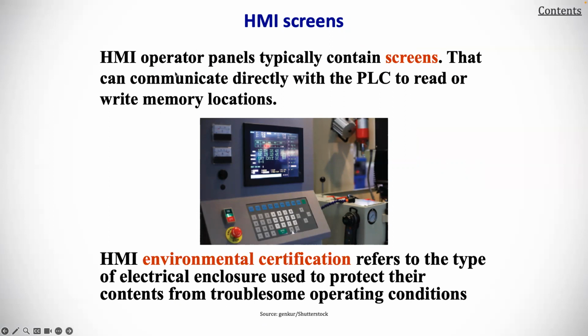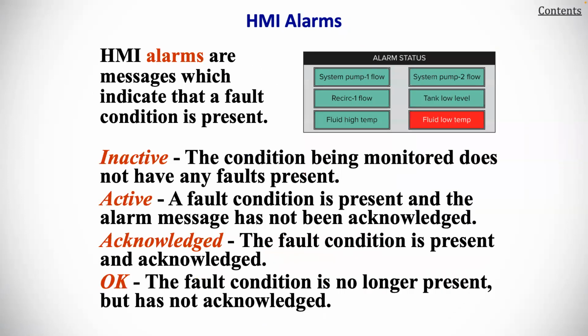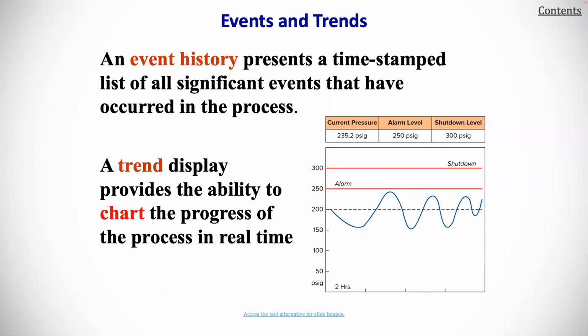HMI operator panels typically contain screens that can communicate directly with the PLCs to read or write memory locations. HMI environmental certification refers to the type of electrical enclosures used to protect the contents from operating conditions. Okay, just to finish up here with a few more slides, HMI alarms are messages which indicate that a fault condition is present. You can have something like inactive, active, acknowledged, or okay. These are some things that you can be dealing with as you're trying to work through some kind of diagnostics.